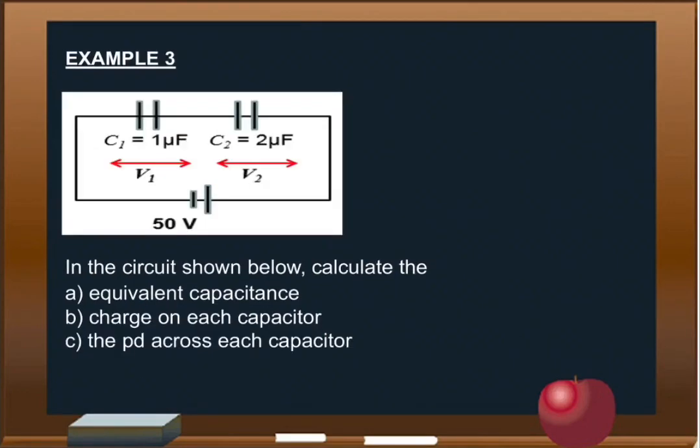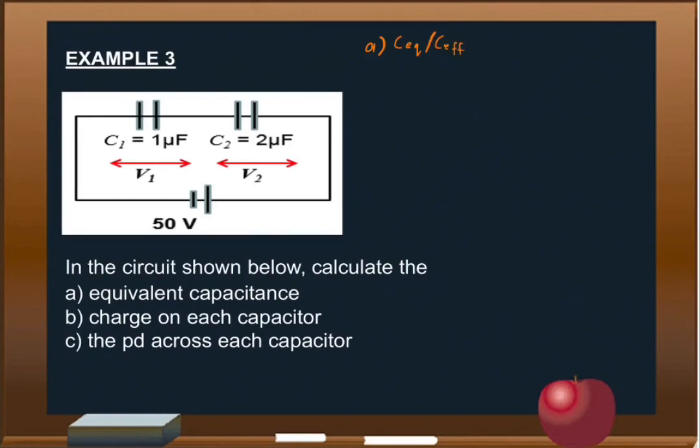Let's look at example 3. We have a circuit where we have two capacitors which are connected in series, and the question asks us to calculate the equivalent capacitance, charge on each capacitor, and also the potential difference across each capacitor. So let's start with the first question. We have to find C_EQ or C effective.